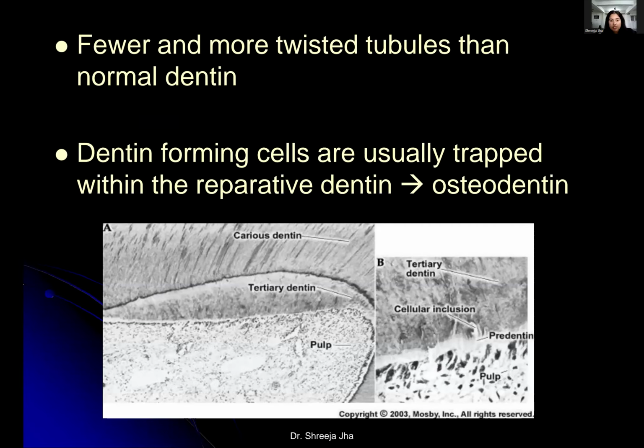Fewer and more twisted tubules than normal dentin. Dentin-forming cells are usually trapped within the dentin. This we have studied before also. See, in the diagram, the dentin, carious dentin, you can see tertiary dentin, which will again respond to stimuli if there is caries or attrition or anything. Tertiary dentin you can see, predentin you can see. Yeah, this I've seen before.